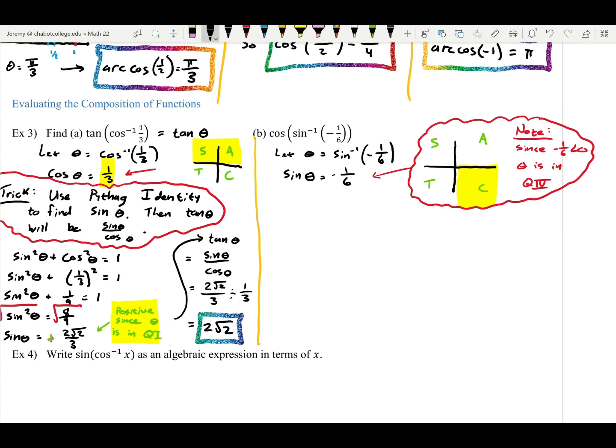All right, let's use the Pythagorean identity again. This time we're trying to find cosine of theta. Right, this is just equal to cosine of theta because we defined theta to be that input, sine inverse of negative 1/6. So let's do it. We're going to use the Pythagorean identity, and we'll use the sine and cosine one again. So sine squared theta plus cosine squared theta is equal to 1. And in for sine, I'll put negative 1/6.